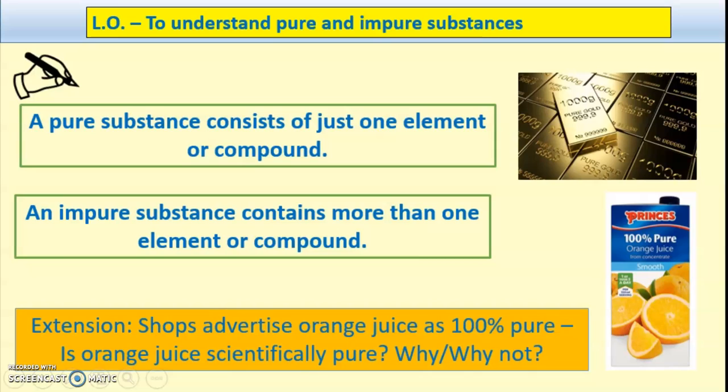Hello and welcome to a quick tutorial about pure and impure substances. A pure substance contains just one element or compound, and an impure substance contains more than one element or compound. So let's have a quick look at what we mean by the words element and compound.